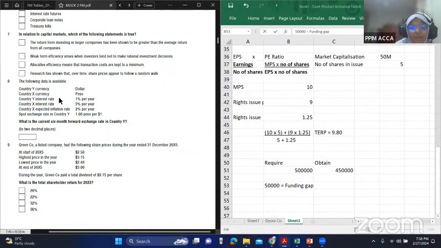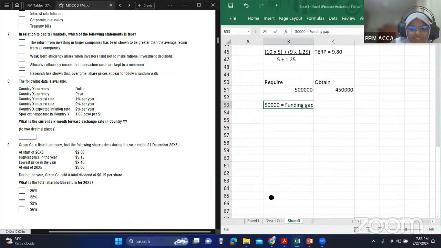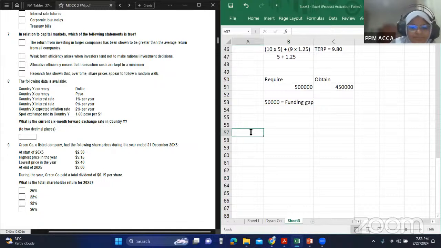Okay. So let me read this. It says country-wise currency is the dollar, country X is the peso. Country-wise interest rate is 1% per year. Country X's interest rate is 3% per year. Country X's expected inflation rate is 2% per year. Spot exchange rate in country Y, 1.6 peso per dollar. They are asking what is the 6-month forward exchange rate in country Y. They're asking for a forward and they're giving you interest rates and spot rates. It should immediately strike you that you have to use the interest rate parity theory.